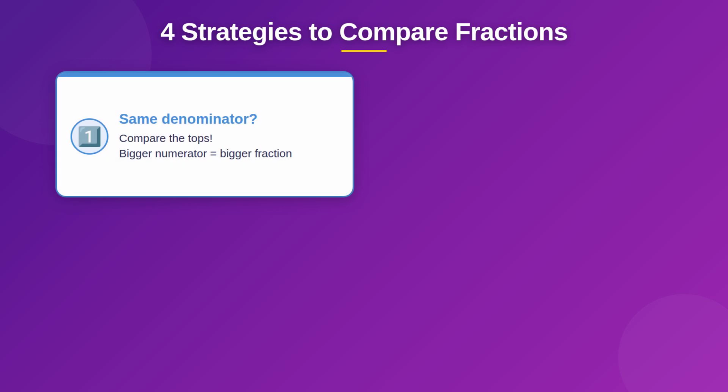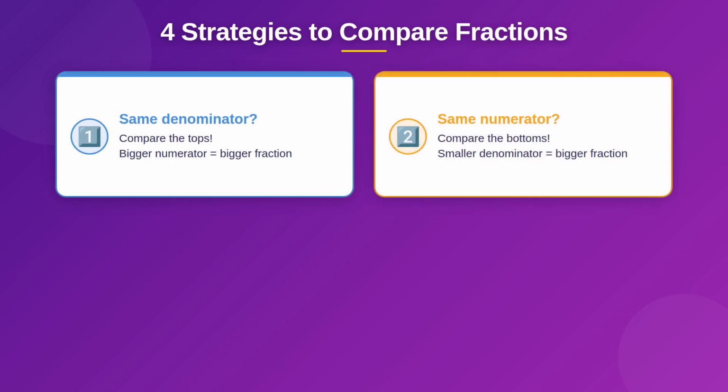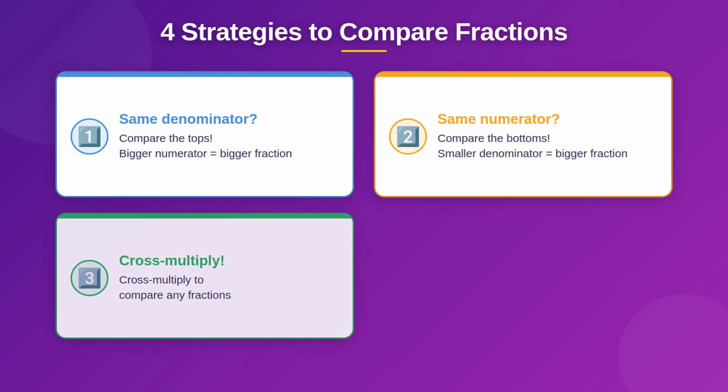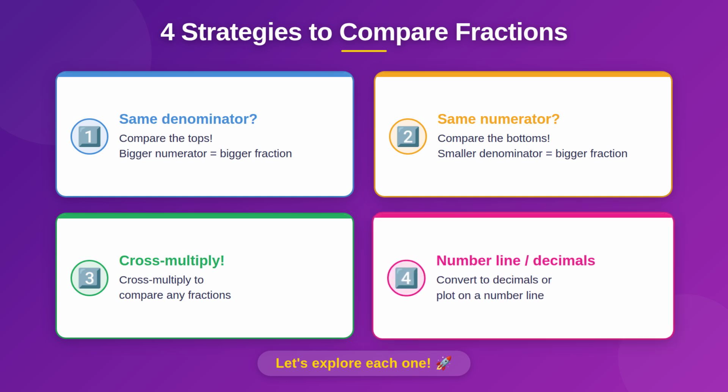Great, so here are your 4 power moves for comparing fractions. Strategy 1. If the denominators are the same, just compare the numerators. Bigger top means bigger fraction. Strategy 2. If the numerators are the same, compare the denominators. But here's the twist. The smaller bottom means the bigger fraction. Strategy 3. Cross-multiply to compare any 2 fractions. And strategy 4. Convert to decimals or plot on a number line.